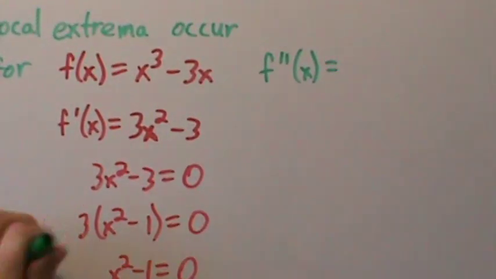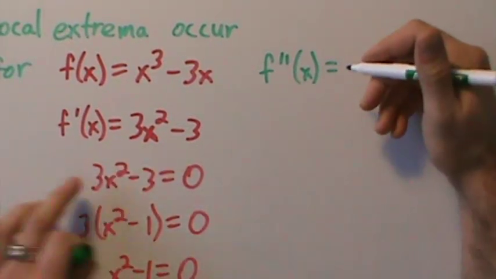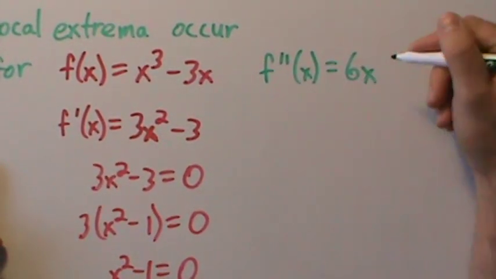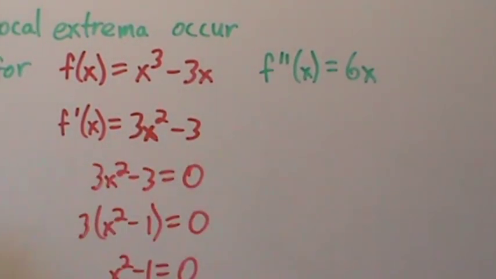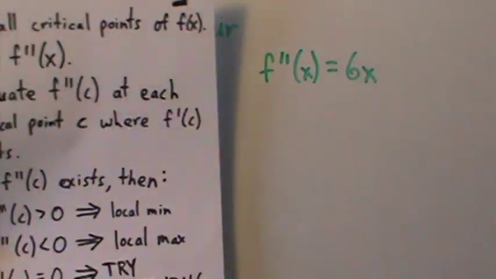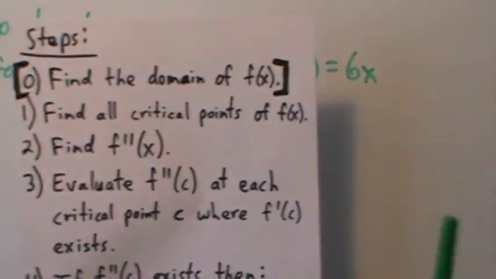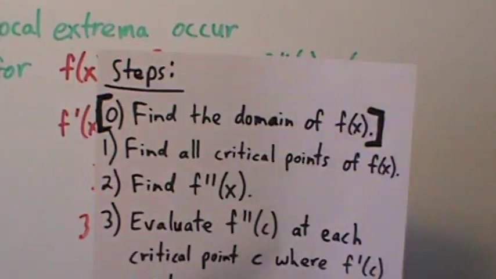Okay, so if f prime of x is 3x squared minus 3, then f double prime of x is going to be 6x. And then that's it, because the minus 3 is just a constant, so its derivative is 0. Okay? So that's it for step 2. Really simple for this example, but sometimes step 2 can be really bad, and we'll see some examples of that.